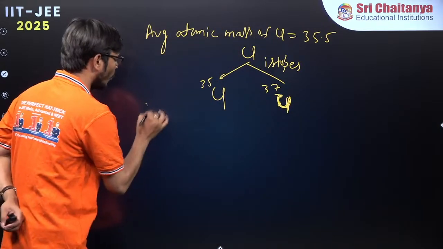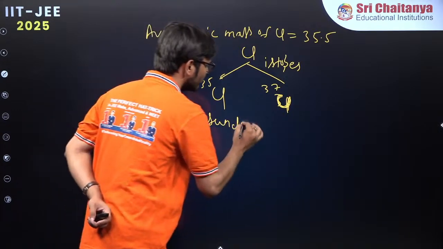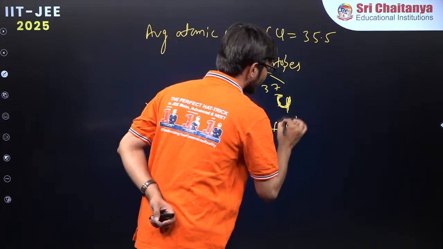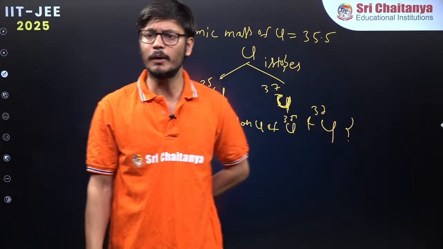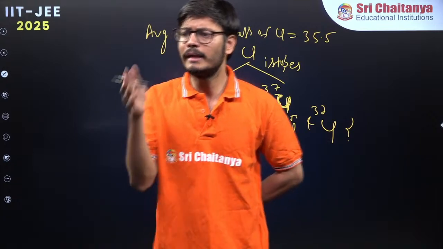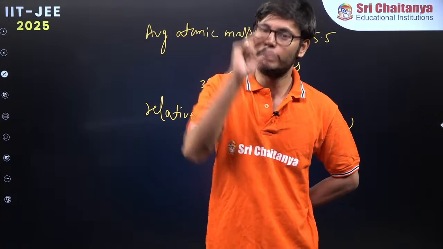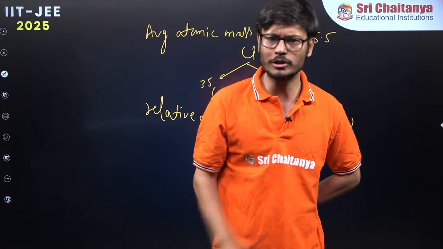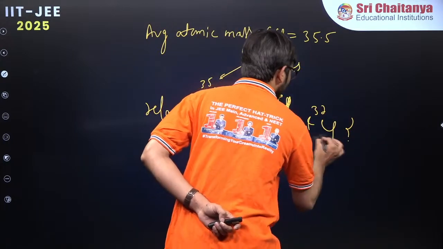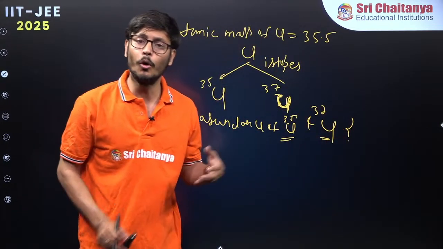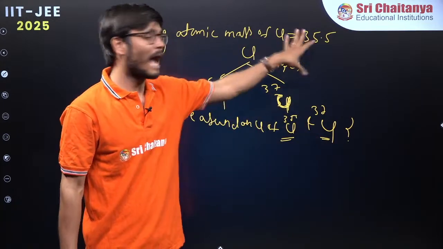Now my question is, what is the relative abundance of chlorine 35 and chlorine 37? That is my question, guys. Is my question clear to everyone? In the last class, how did we calculate average atomic mass? Relative abundance into mass plus relative abundance into mass. Yes or no? So how do we find the relative abundance of chlorine 35 and chlorine 37? Basically, I want to know what is the percentage of chlorine 35 and 37 in the atmosphere, and the average value is given.